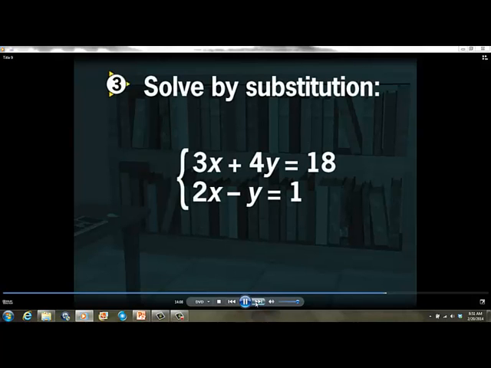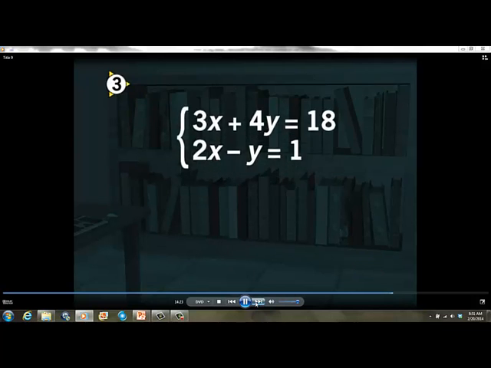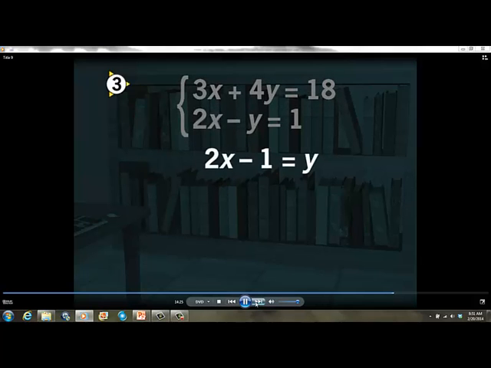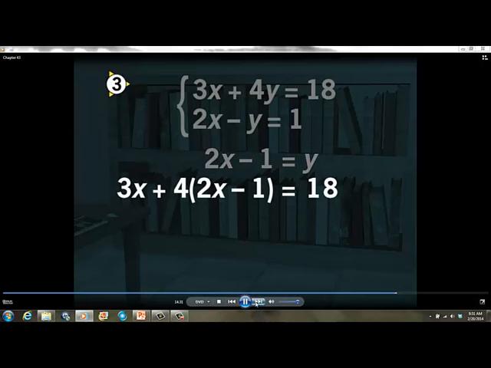In question 3 of your guided notes, solve by substitution the system of linear equations 3x plus 4y is equal to 18, 2x minus y is equal to 1. Begin by solving the second equation for y. Then, you can substitute the expression 2x minus 1 for y in the first equation.